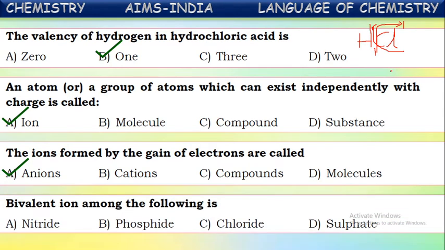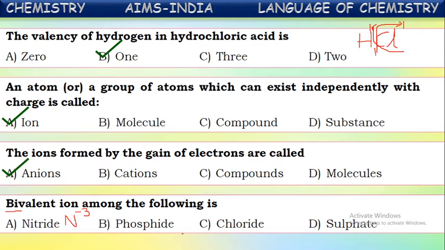Next, bivalent ion among the following. What does bivalent mean here? Bi represents two. Bivalent means the ions with two charge. Say out of these given ions, which is having valency 2? Nitride ion. Do you know the formula of nitride ion? It is the ion formed by nitrogen. Nitrogen forms its ion by gaining 3 electrons. So here the valency is 3. Nitride ion valency is 3, not 2, as asked here.